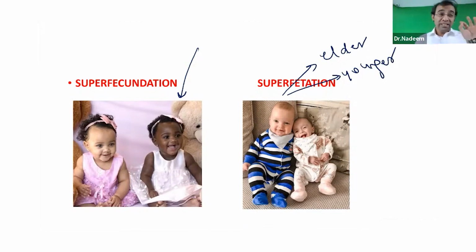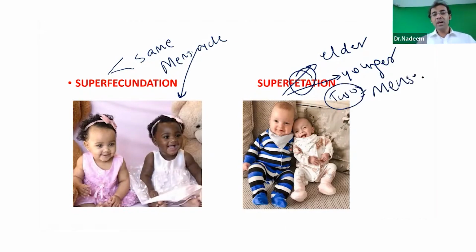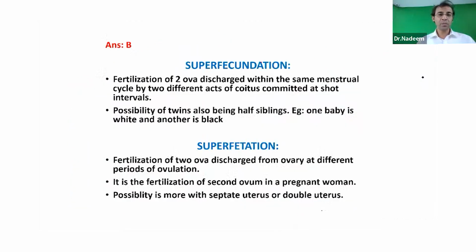I hope you understand, this is very, very important. Superfecundation will be dizygotic twins only, 2 ova, 2 sperms, but the same menstrual cycle. In superfetation, there are two menstrual cycles. Easy to understand. One is elder, one is younger in superfetation; in superfecundation, the same age.